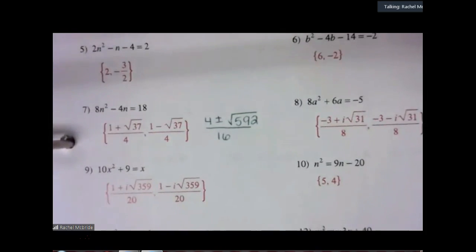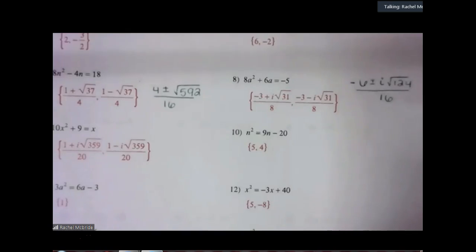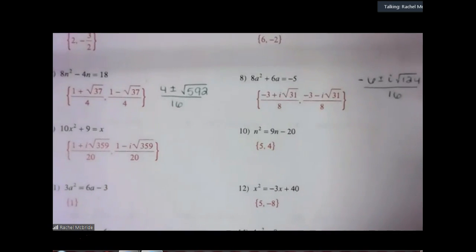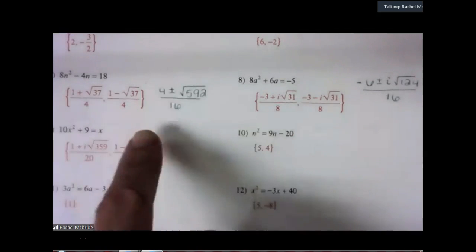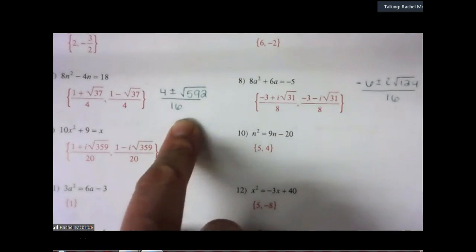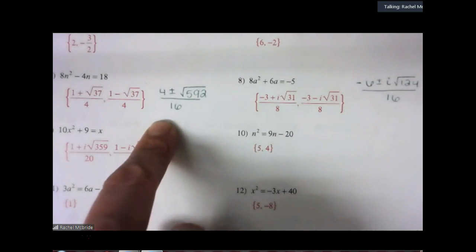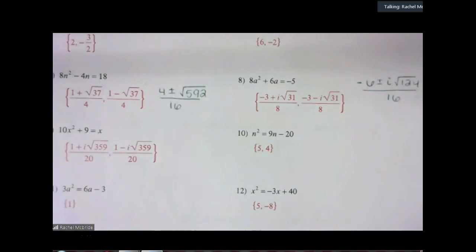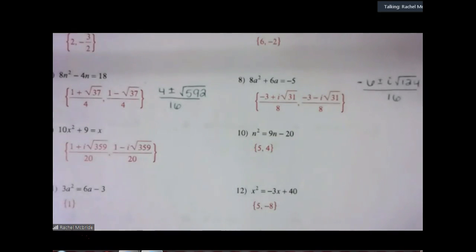Okay, and then in 7 and 8, I kind of wrote other answers off to the side. If you didn't totally 100% simplify, you may not have what's up there in red. You may have what's in the handwriting. So here you had 4 plus or minus the square root of 592 over 16. But 592 is divisible by the perfect square 16, so you should have taken out 4. But then that also gave you a 4, a 4, and a 4 that could simplify to the 1 plus or minus the square root of 37.